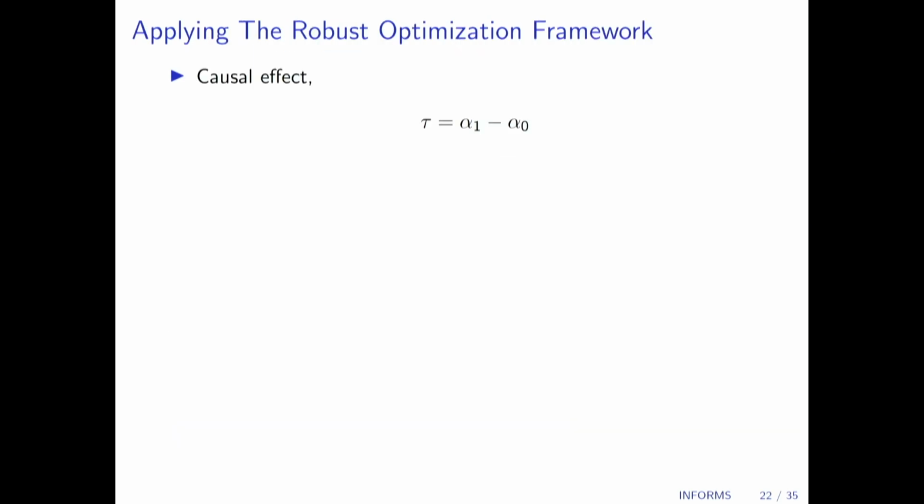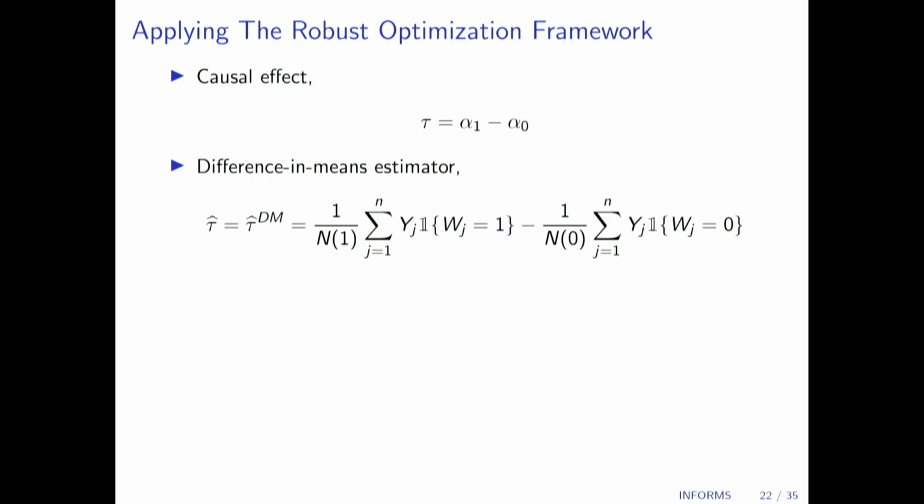So now let's apply all that we have talked about to the framework that we illustrated about 10 minutes ago. The causal effect that we're trying to estimate, tau, is defined as alpha 1 minus alpha 0. Alpha 1 is the effect under treatment, and alpha 0 is the effect under control. We would like to take the difference, and we would like to use the difference in means estimator here.